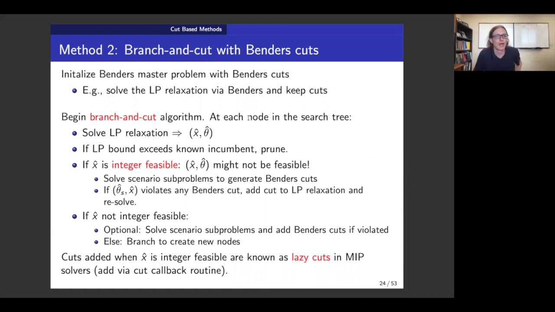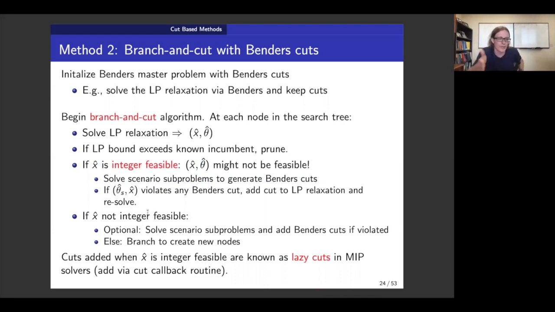At each node in the branch and bound tree, I solve the current LP relaxation and check to see if I can prune that node. If I get an integer feasible solution, this is the step where things differ from standard integer programming branch and bound, because I don't have all the Benders cuts in my problem. I might need to generate Benders cuts to get a more accurate estimate of the cost of that solution. So even though I have an integer feasible solution, I'm not done at this node. I have to solve my scenario subproblems and potentially find Benders cuts, and if I do, I add them and resolve that node. That's a key difference here. If it's not integer feasible, then I have an option: I could still generate Benders cuts if I want.